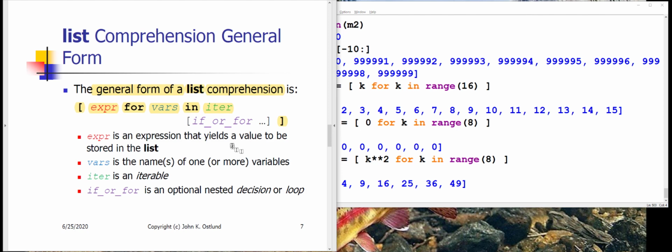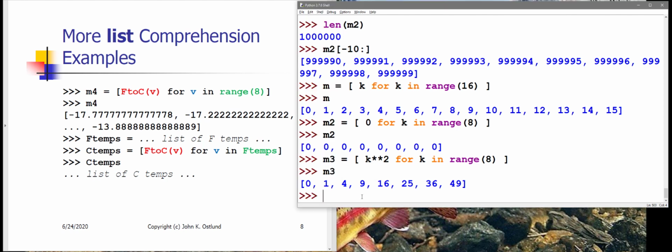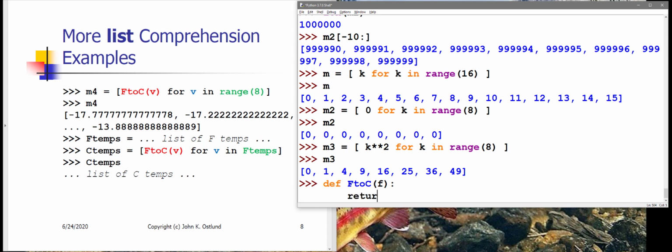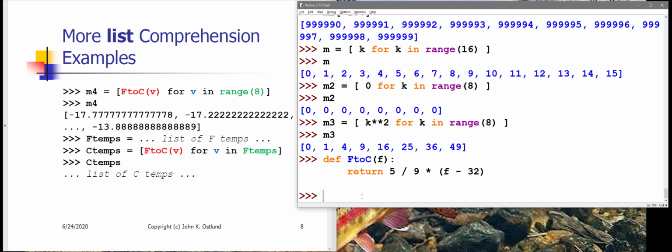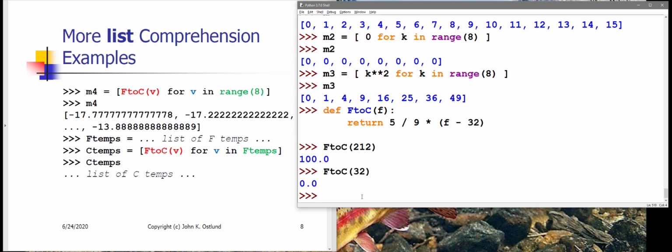All right. So let's take a look now at some more examples in which we're going to build up to using various of these pieces. Let me define my f to c function to be return of 5/9 times f minus 32, and we know that f to c of 212 had better be 100, f to c of 32 had better be 0.